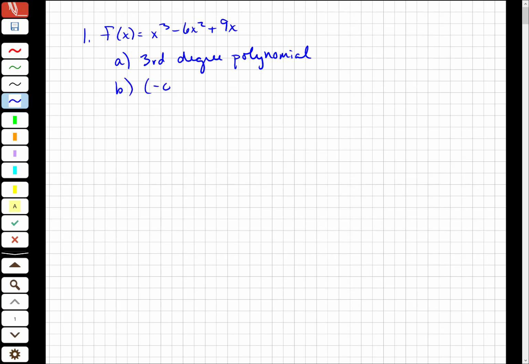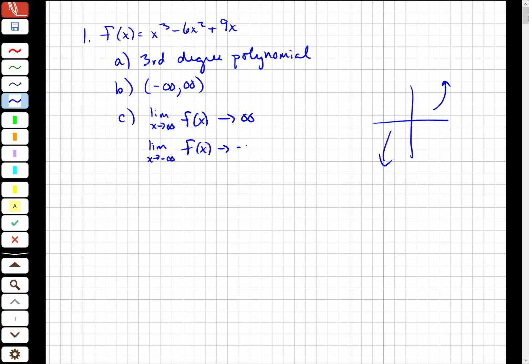B, the domain of all polynomials is minus infinity to infinity, defined everywhere. And behavior: the limit as x goes to infinity of f of x is also going to infinity. Really I'm using that the end behavior of odd functions looks like this. So I have these two statements, and the limit as x goes to minus infinity of f of x is going to minus infinity. This is controlled by the leading term, really. So I'm looking at just x cubed here, and this leading term controls the end behavior of this polynomial.